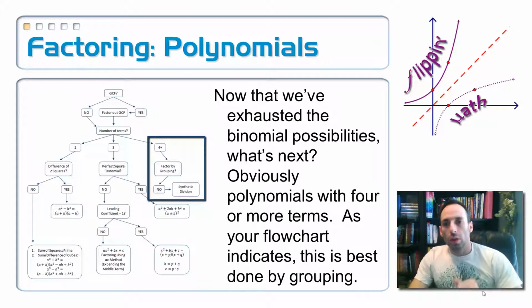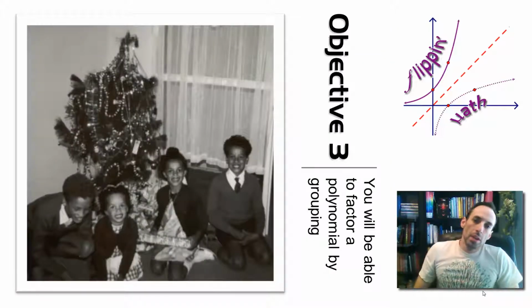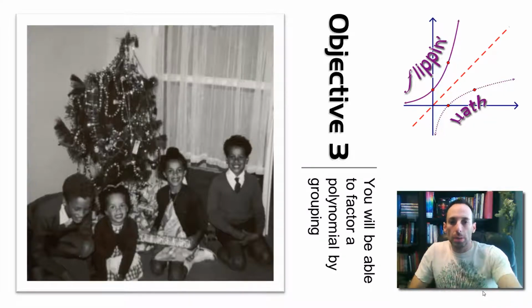Okay, so if you take a look at that diagram, it says factoring by grouping. Can we do it by factoring by grouping? That's what this objective is going to be about. If you can't, then you're going to use synthetic division, and that's something we're going to learn how to do in the future. Right now, we're just talking about factoring by grouping. So, objective 3, you're going to be able to factor a polynomial by grouping.